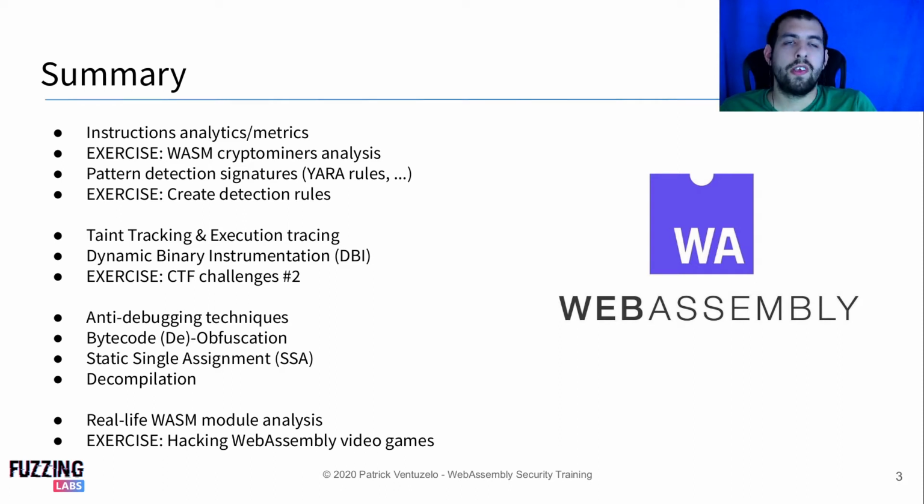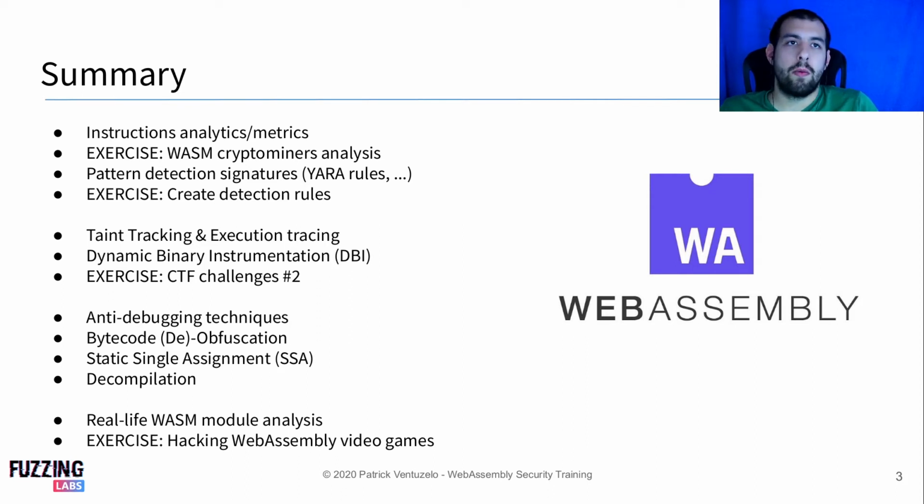The first thing we're going to do will be to use instruction analytics and metrics in order to quickly determine some behavior and identify which functions are the most interesting to analyze. We're going to apply this technique directly to the analysis of a WebAssembly cryptominer, typically the cryptominer used by the Coinhive services about 2 years ago.